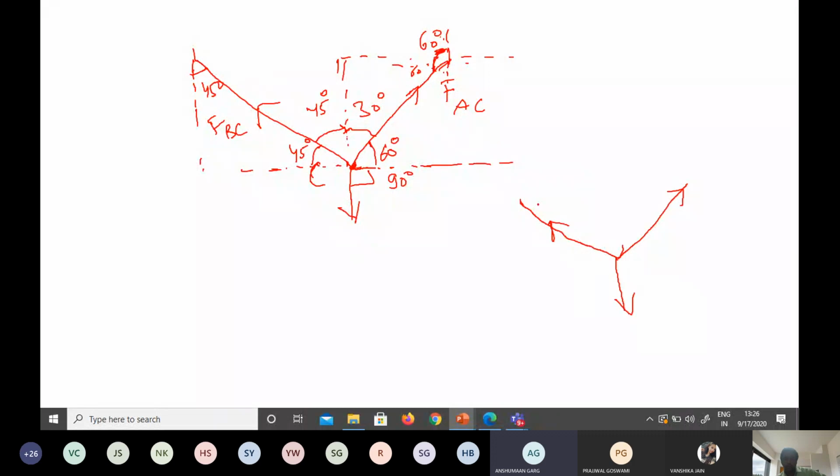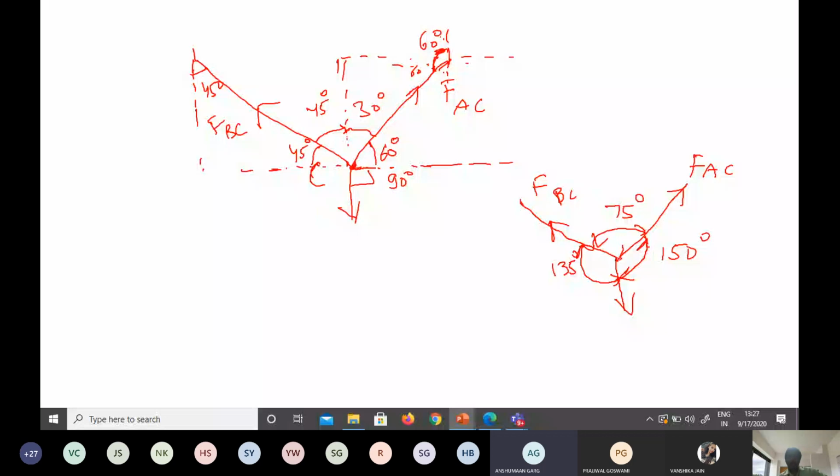This is for FBC, this is for FAC, and if we calculate the complete angle here, what is the angle here complete? 150 degree. Okay. This side, and here it is how much? 75. And for this one, this is 90 plus 45, that is 135. So the point here is C.